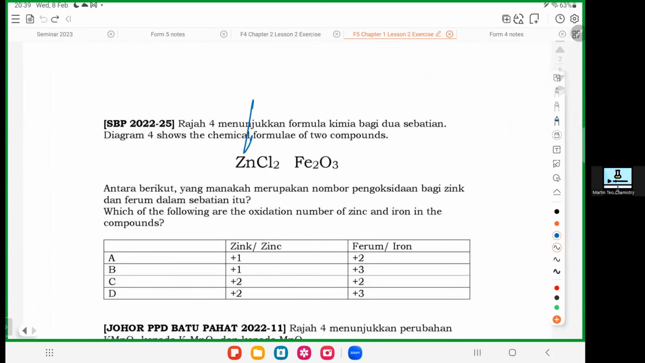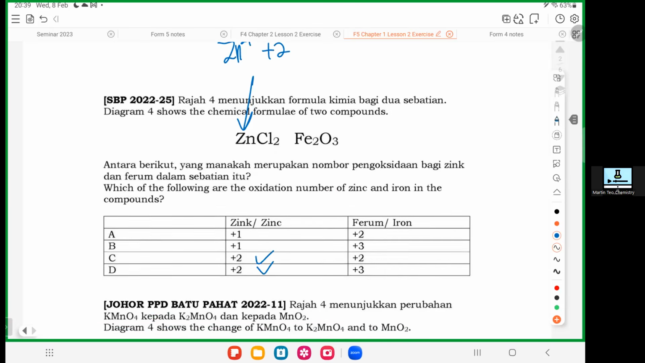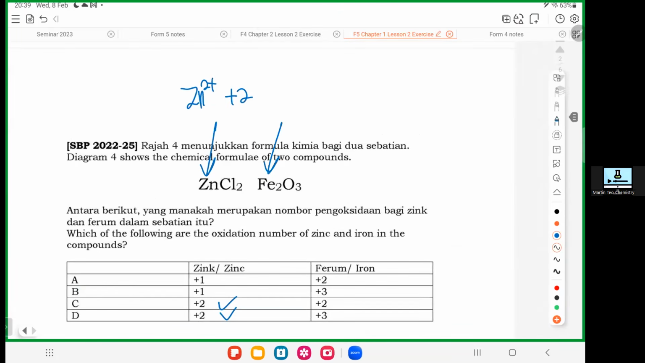So for zinc, do we need to calculate? No need, because we know the charge for zinc, Zn2+. When you know the charge, the oxidation number is the same as the charge, +2. So it must be C or D. So iron, we need to calculate.